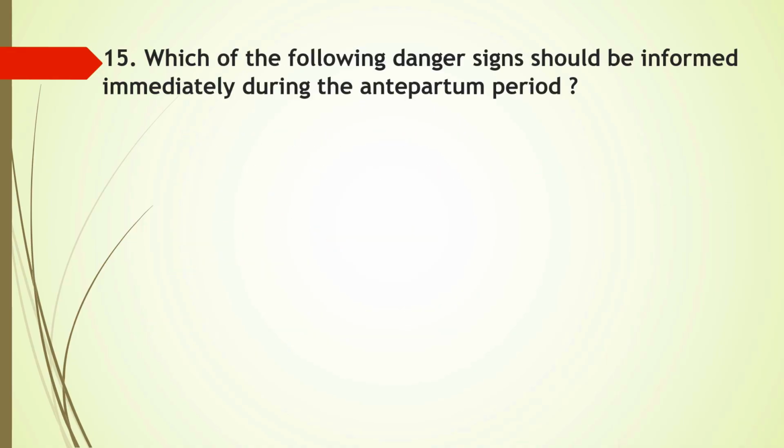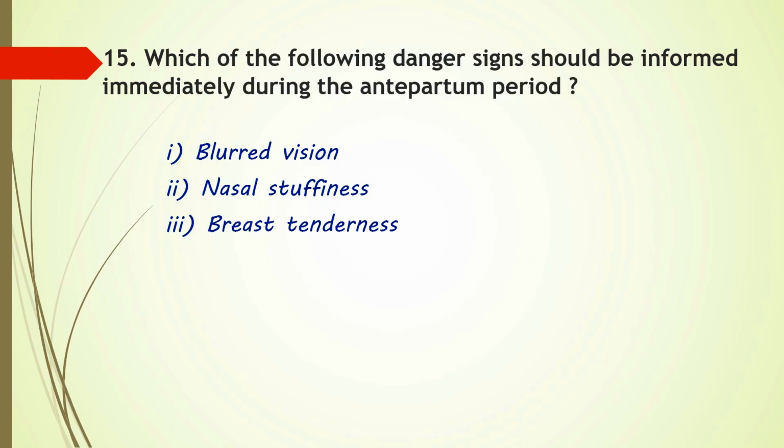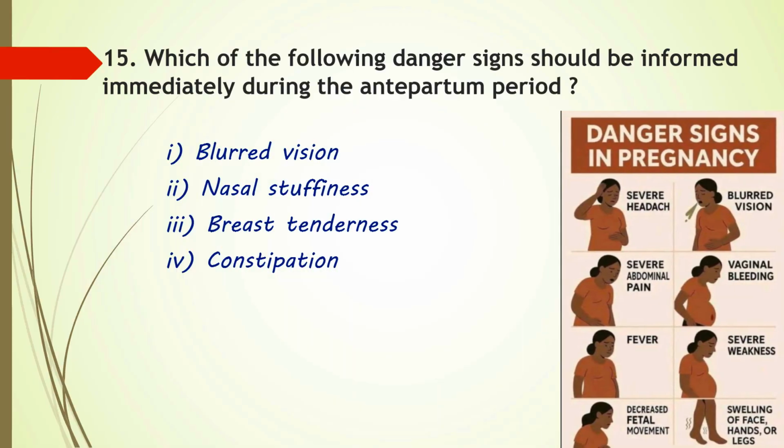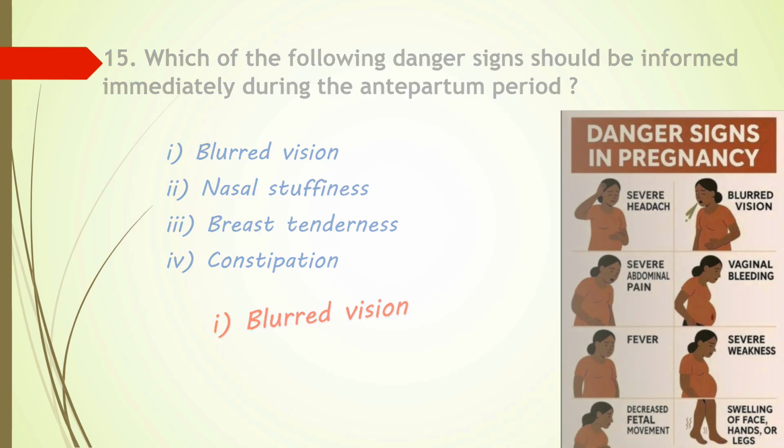Next question. Which of the following danger signs should be informed immediately during the antepartum period? Options are blurred vision, nasal stuffiness, breast tenderness, or option 4, constipation. Yes, you are absolutely right. Within the given options, blurred vision is the most dangerous sign that should be informed immediately during the antepartum period. It can signal serious complications like preeclampsia or gestational diabetes. So option 1 is the correct answer.